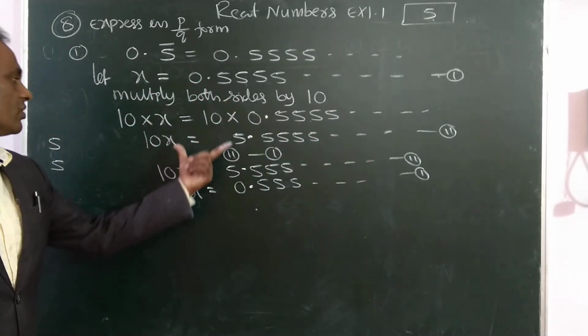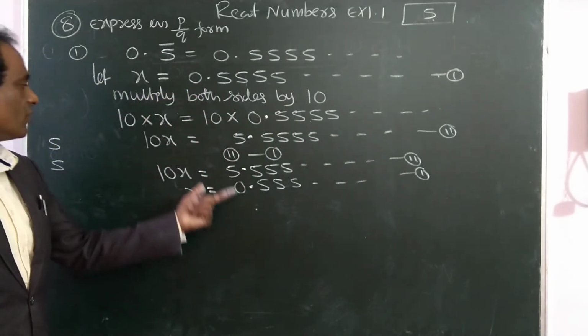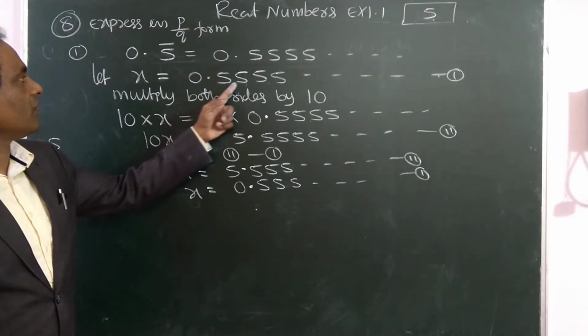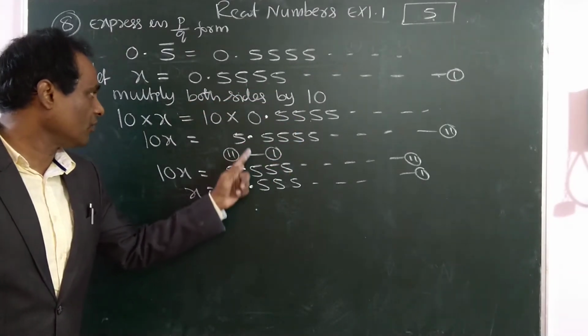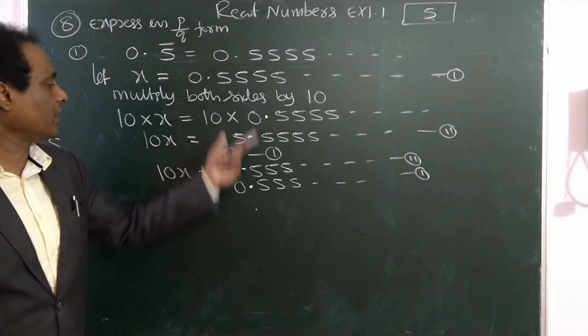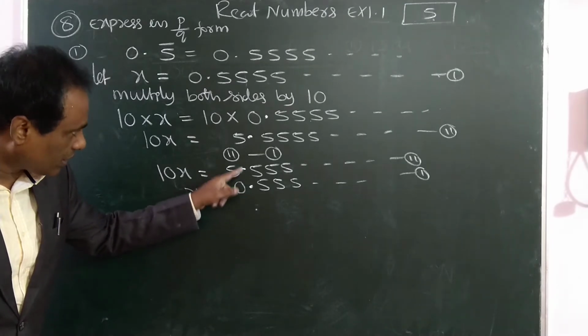I wrote the second equation here. I wrote the first equation here. So this is 0.5555 like that. This is 5.555 and this is 0.5. This decimal will coincide, same.